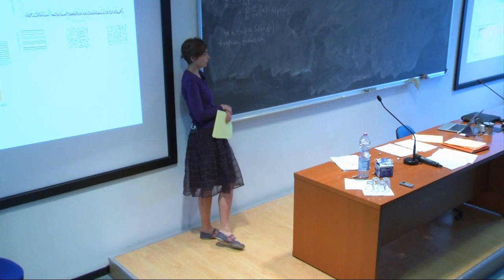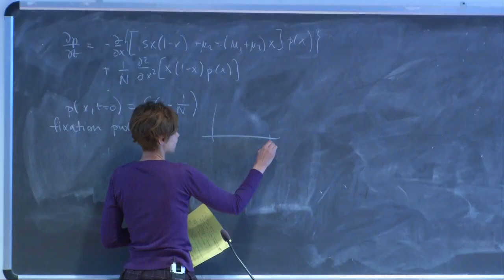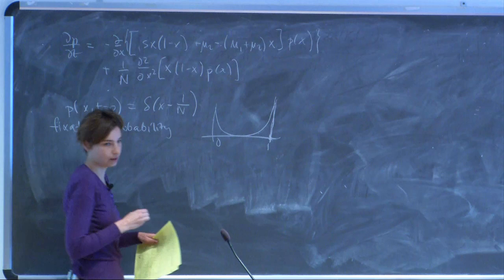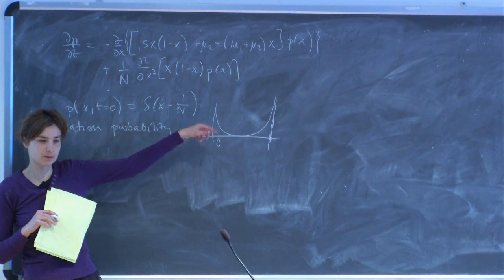So remember we were drawing these, right? This is the steady state probability. And fixation is when you get to 1, okay? And the extinction is when you get to 0. They're symmetric, right? So maybe extinction is easier.